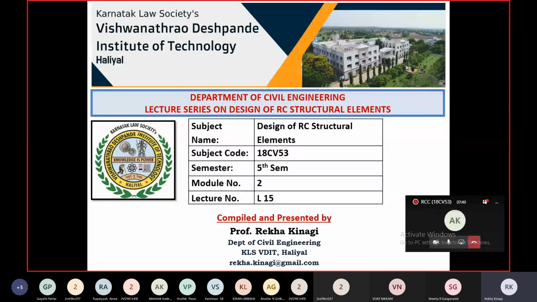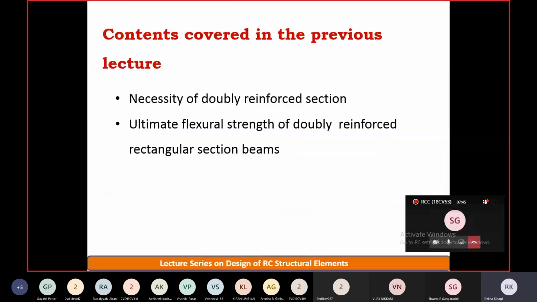Okay, today let's start with lecture number 15 from module 2. Before starting with today's session, let's have a glance upon what all we have covered in the previous sessions. In the previous session, we had discussed what is doubly reinforced beam section and what is its need or necessity, why we are going to use doubly reinforced section. And along with that, we have discussed how to analyze ultimate flexural strength of doubly reinforced rectangular section beams.